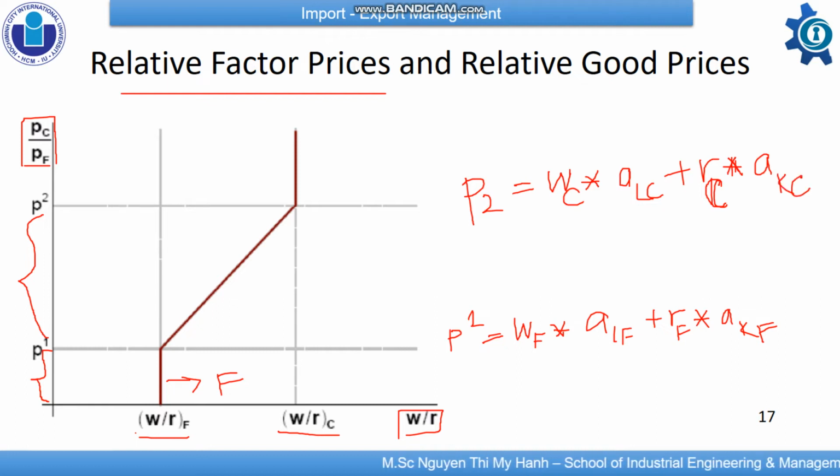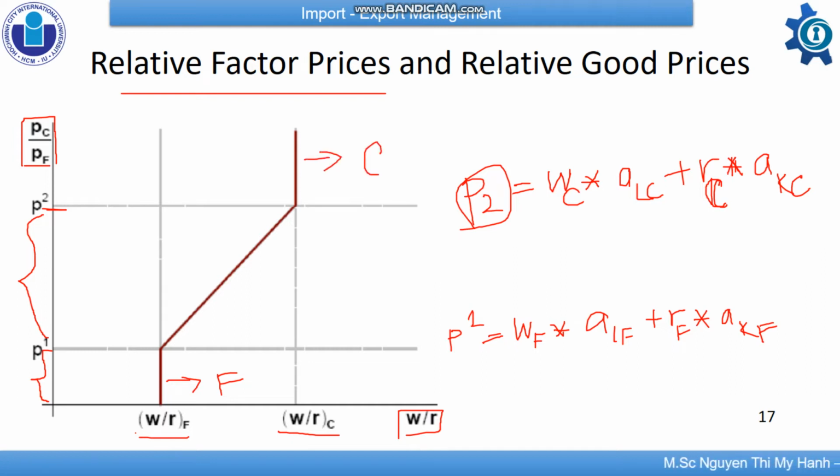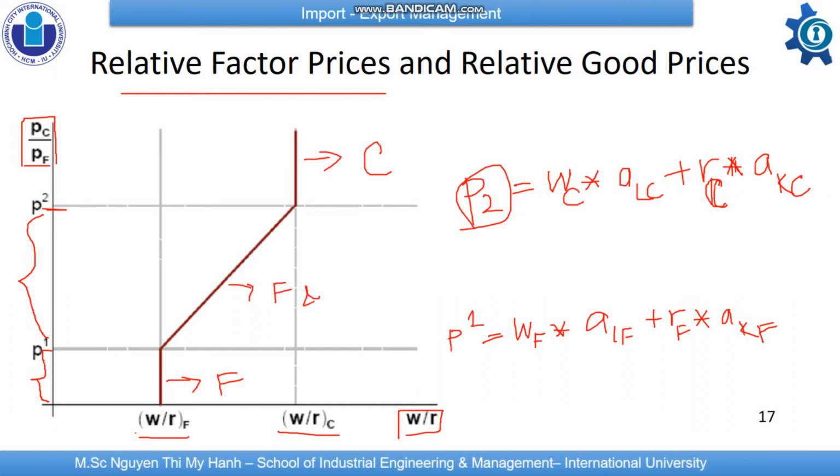Okay, so when the relative price of cloth to food is larger than P2, they will specialize in cloth. And here is both food and cloth.